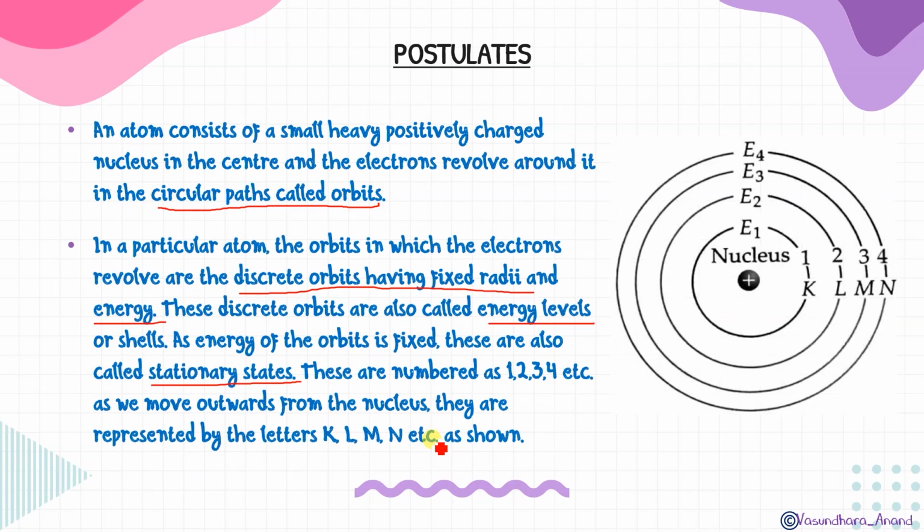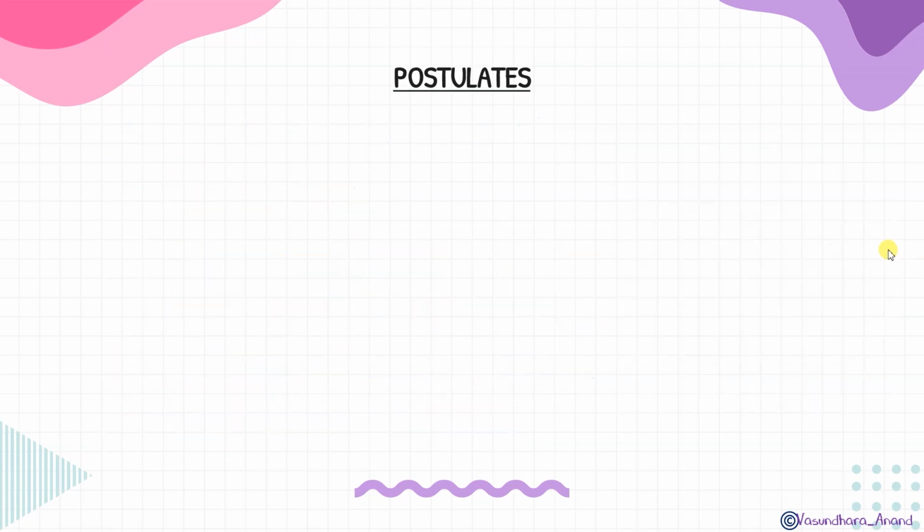Now, this is the nucleus and the first, second, third and fourth energy shells. The first one, closer to the nucleus, is termed K, and its orbit number is 1. The second energy shell is termed L, with orbit number 2. The third is named M, with orbit number 3. Similarly, the fourth energy shell is termed N, with orbit number 4. I hope it is clear.